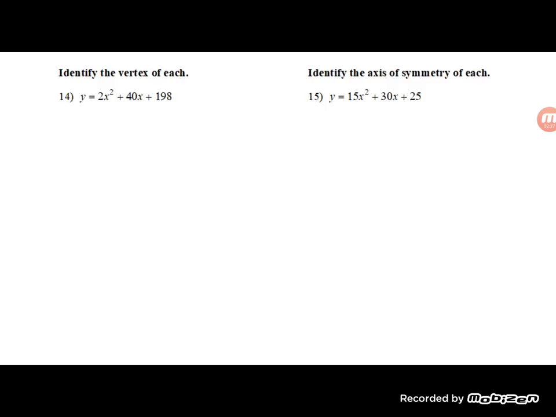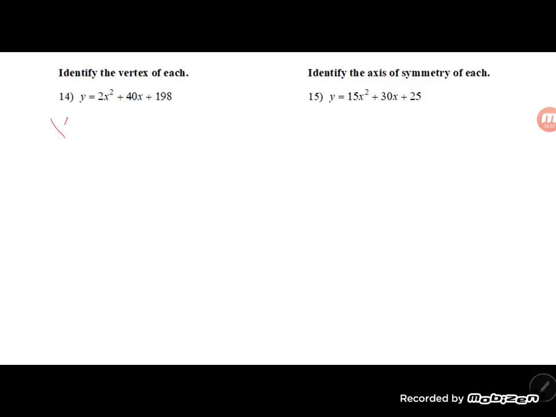Now, identify the vertex of each. Here's where I'm going to use the other equation that we haven't practiced too much, and we're going to see why it can be helpful. Now, do you have to use that? Not necessarily, but I think it's really good to be able to use it. So, what would the vertex of this one be?